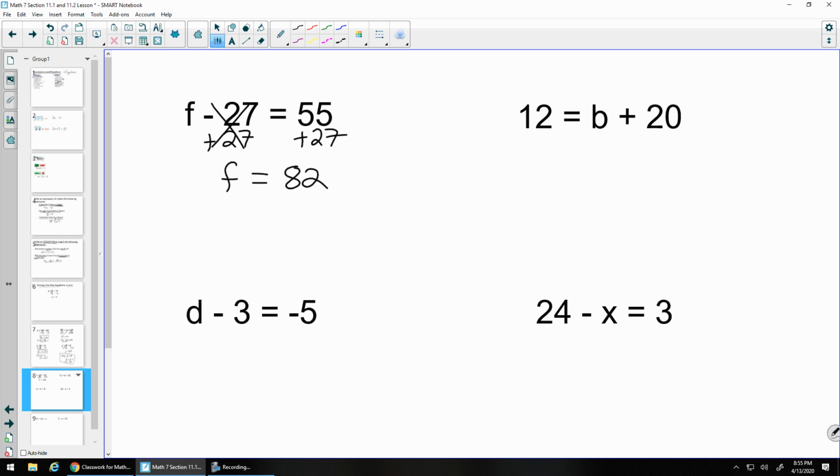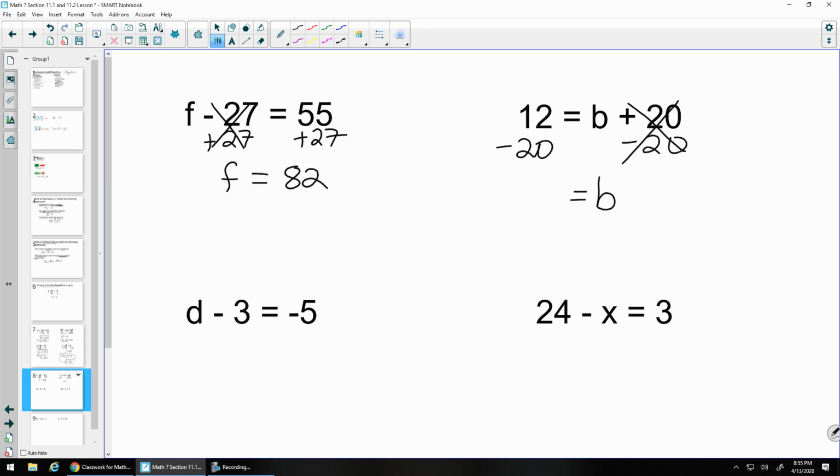I have 12 is equal to b plus 20. This one's weird. Something plus 20 is equal to 12. That's weird because 20 is bigger than 12. Well, let's see what happens if we just follow our steps. I subtract 20 from b because it's having 20 added to it. I do that to the other side as well. The positive 20 and negative 20 cancel out. So I'm left with just b on this side. On the other side, I have 12 minus 20.